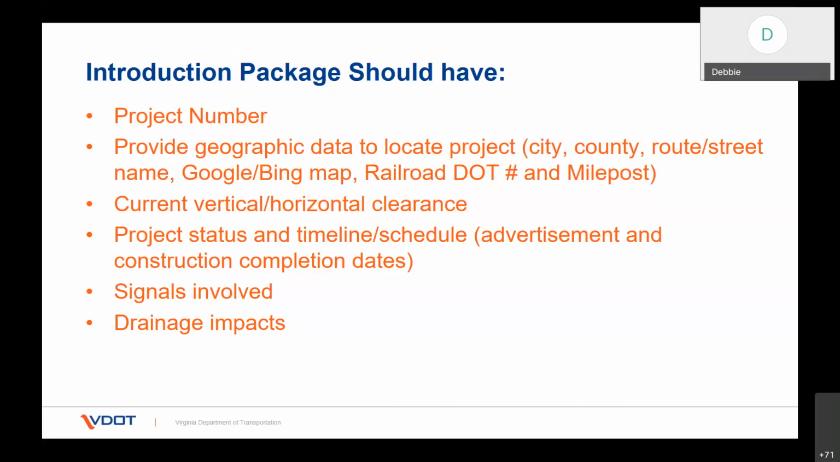You need to give them the current vertical and horizontal clearance, the project status and timelines and schedules, when you anticipate that you would like to advertise your project, how long you're anticipating your construction will last. You need to tell them any signals that you know of that are involved and the drainage impacts to their projects. Drainage is a big deal with the railroad, and Jamie's going to talk a little bit about that later as well. Next.